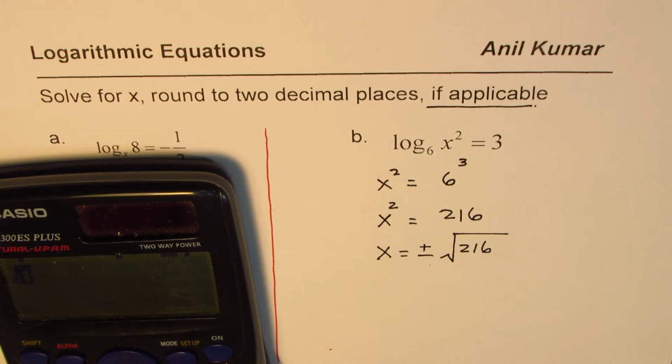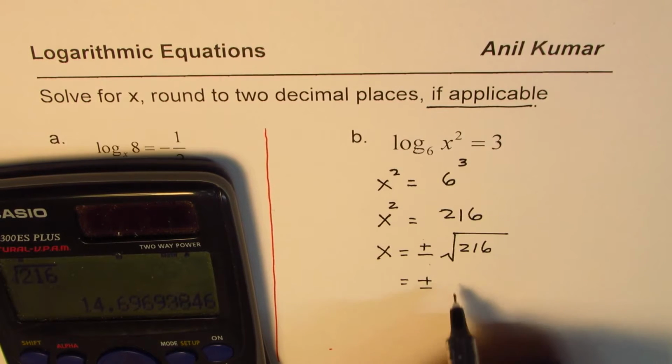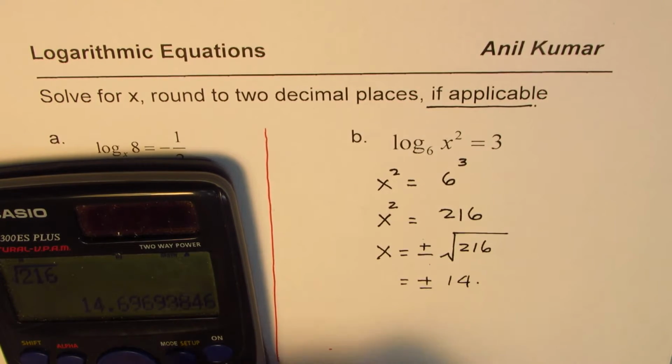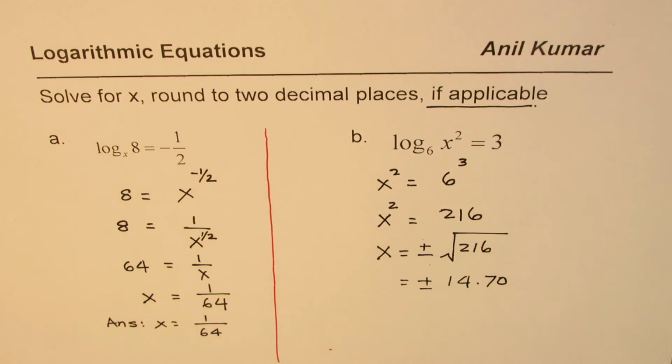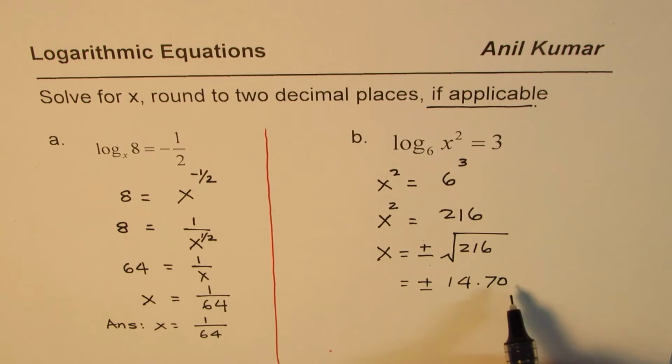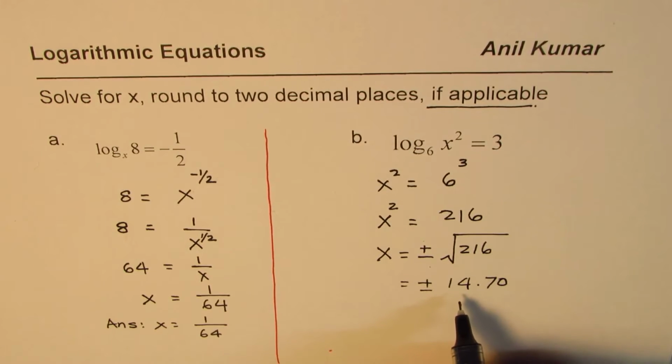So we do square root of 216, and that is equal to, now let's write it in two decimal places, which is plus minus 14.696. I could write 14.70. Is it okay? So we wrote this as plus minus 14.70. Now whenever you're working with a logarithmic equation, you have to check, are both answers correct or not?